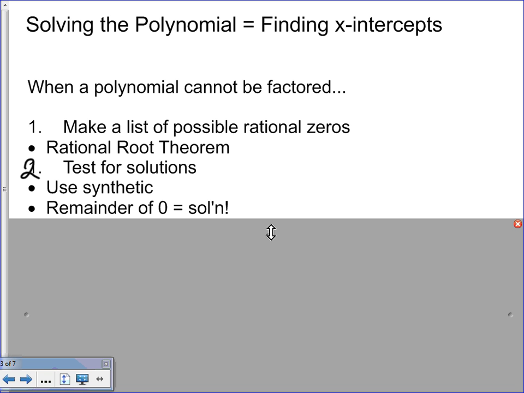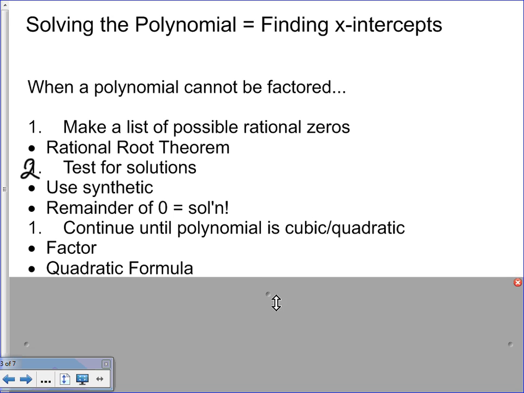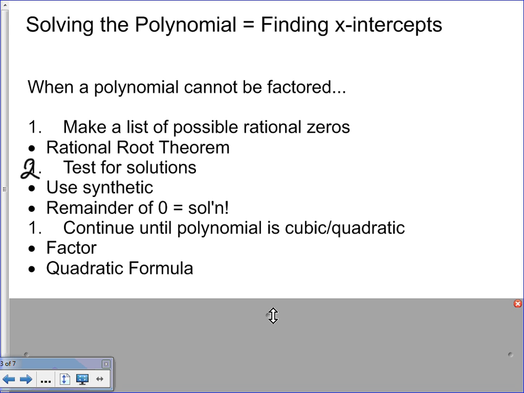I highly recommend using pencils in these sections because then you can just erase those 2 lines if the synthetic doesn't work out. Okay. Now, you can repeat number 2 as many times as you want. I recommend repeating it until you have a cubic or a quadratic.